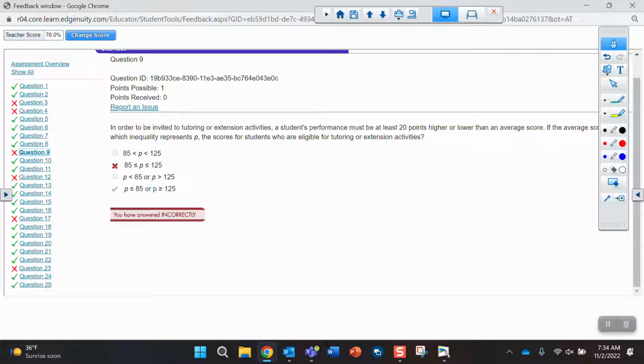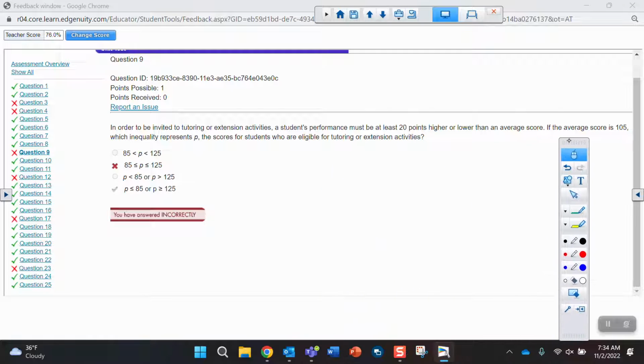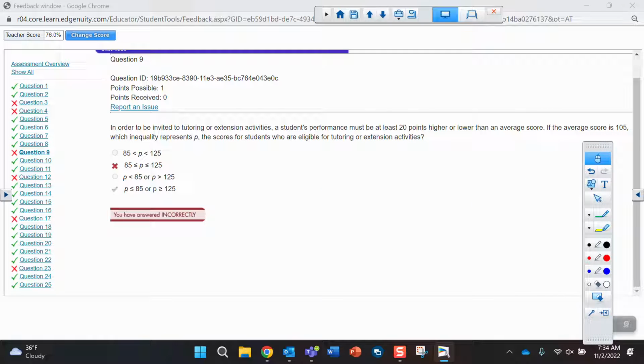Number 9, in order to be invited to tutoring or extension activities, the student's performance must be at least 20 points higher or lower than an average score. If the average score is 105, which inequality represents P, the scores for students who are eligible for tutoring or extension activities? So 20 points higher than 105 would be 125, and 20 points lower would be 85.